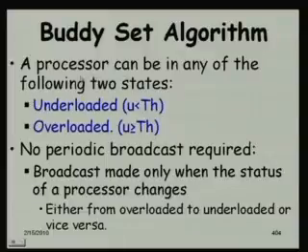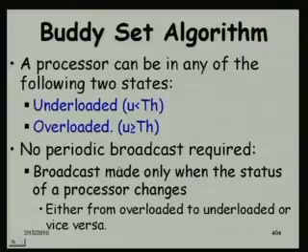Here a processor can be in only two states, either underloaded or overloaded. There are variations of this buddy set algorithm also in the literature. Some algorithms maintain three states: an underloaded state, an OK state, where they are neither too overloaded nor too underloaded, and an overloaded state. Overloaded and underloaded are based on some threshold values. If it is more than, let us say, 0.4, we will say that it is overloaded, and less than 0.4 it is underloaded.